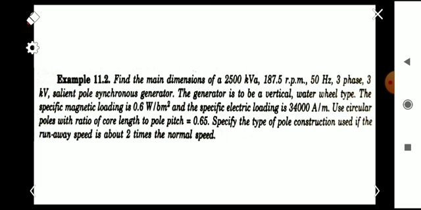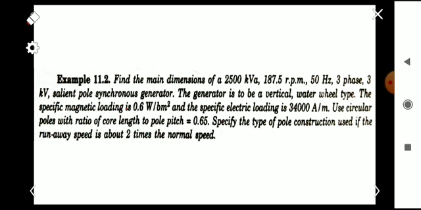So first we have to note down the values. Q, capital Q, is 2500 kVA. All of you just note down the values. And capital Ns is 187.5 rpm. Frequency is 50 Hz. And then the other values: the specific magnetic loading B_av is 0.6, and the specific electric loading ac is 34,000, and the L by tau ratio.